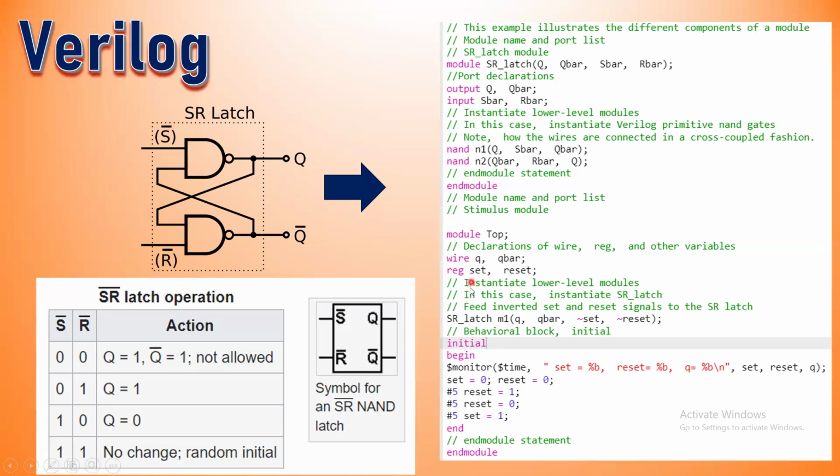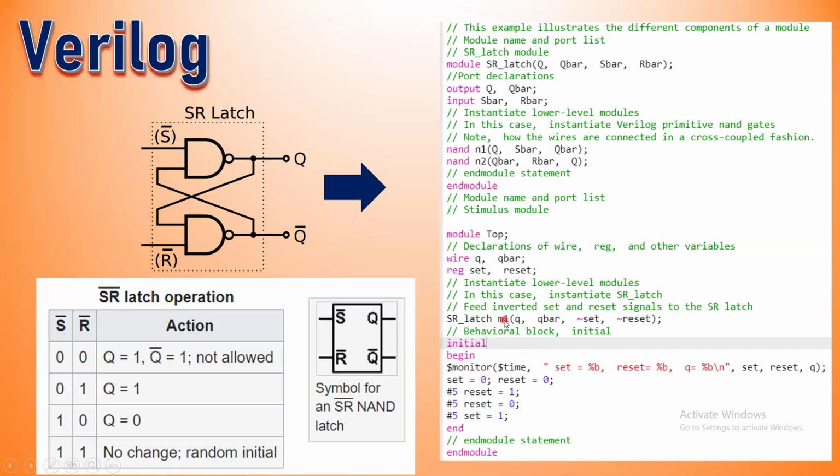Again, the green ones are the comments. I will call the SR latch, SR underscore latch. Now look at this name, which is matching this name, because I have named the module SR latch here. So this should match. Otherwise, how would the test bench recognize which module you are instantiating? So when you write this, Verilog will understand you are calling this module, which already has been defined or declared here. So SR latch, and then I'm calling it my module name M1.